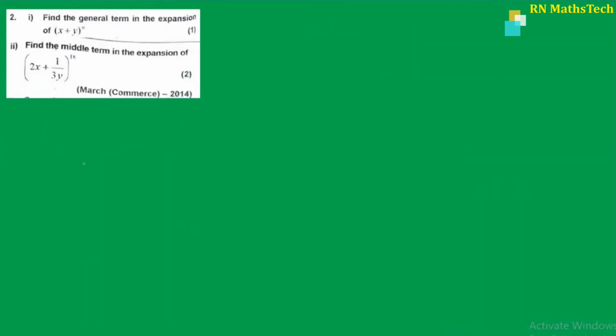Now the second one. Find the general term in the expansion of (x plus y) raised to n. The general term is denoted by T r plus 1. T r plus 1 is nCr x raised to n minus r and y raised to r. So that is the general term. Now the second part: find the middle term in the expansion of (2x plus 3y) the whole raised to 18. Here n is equal to 18, an even number.